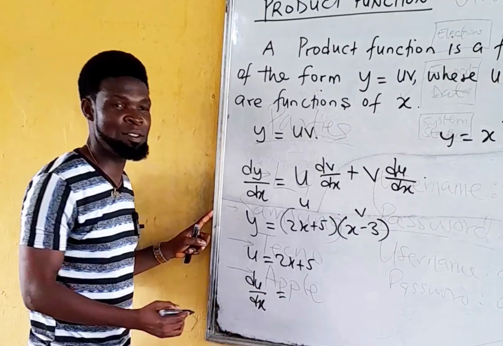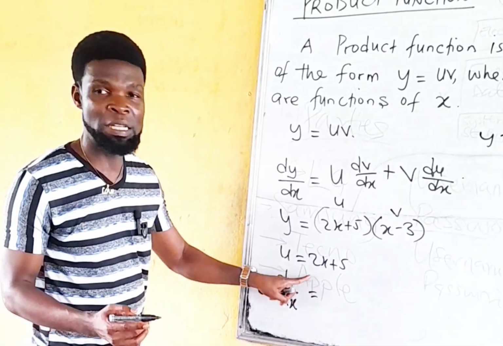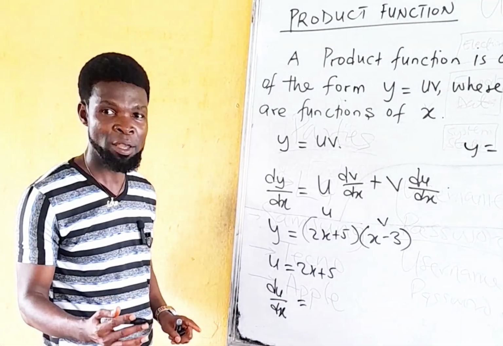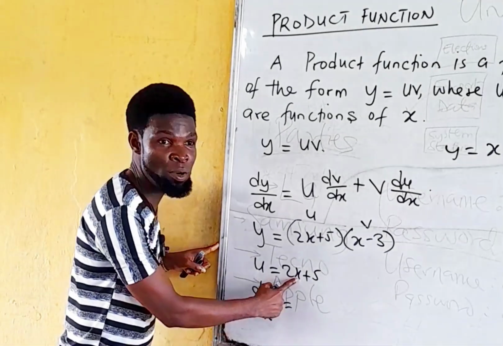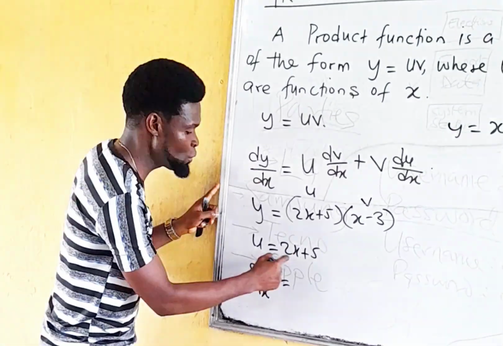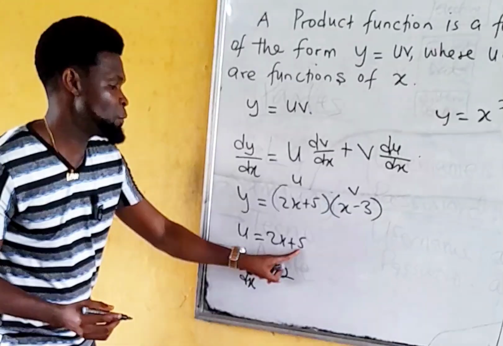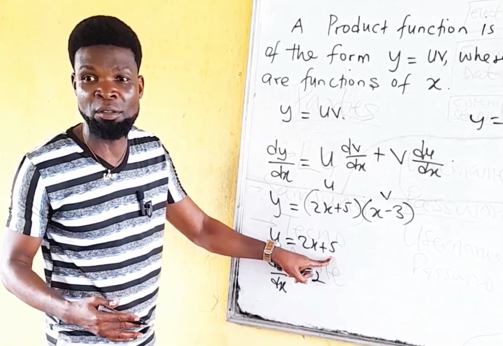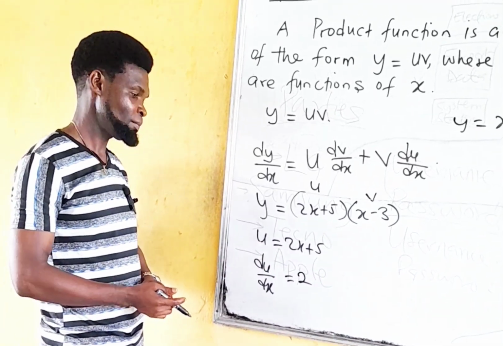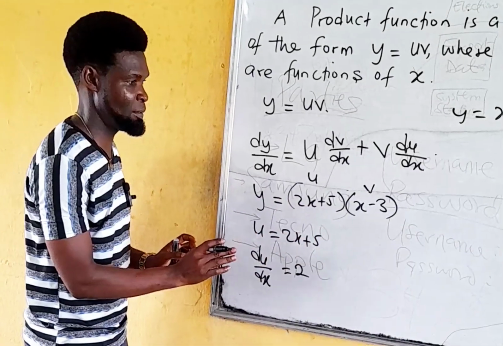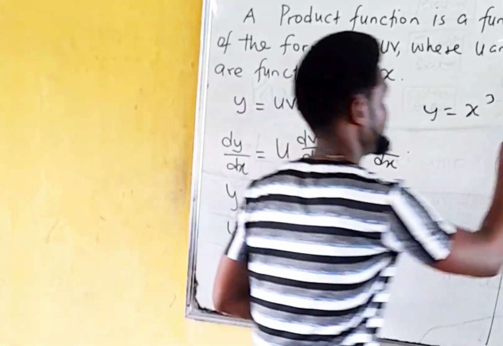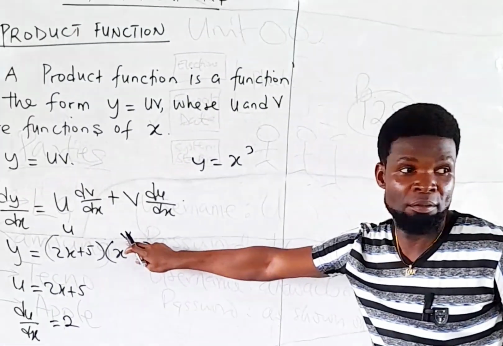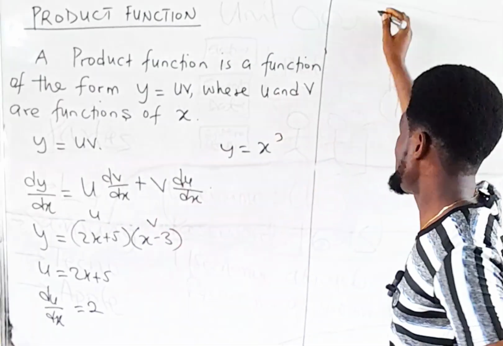So du dx is equals to, now let's differentiate this. What is the derivative of 2x? 2. Because if you differentiate x, you get 1. 1 times 2 is 2. If you differentiate 5, what will you get? 0. Because the derivative of a constant is 0. We're done differentiating this. Then you pick the next one, which is v, right?